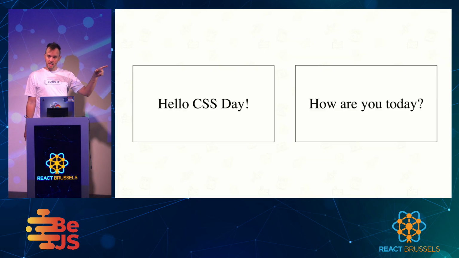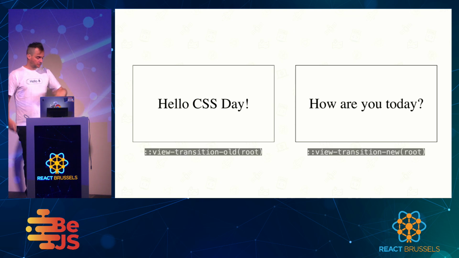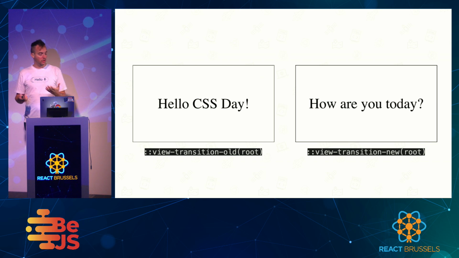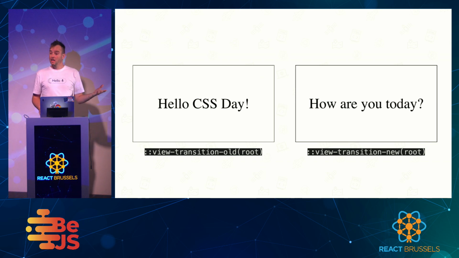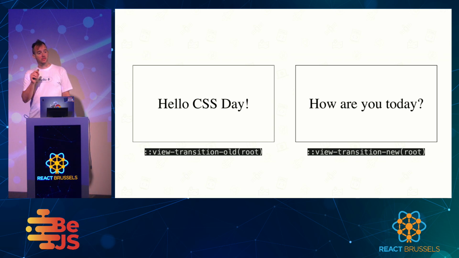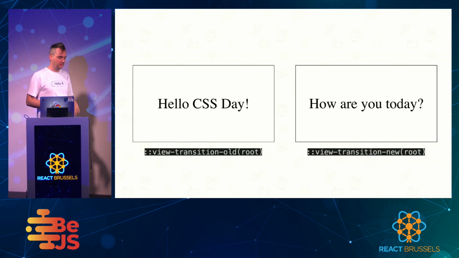So we have these two snapshots, the old one and the new one, and the browser renders these in pseudo-elements on top of your document. The old one is quite cleverly named ::view-transition-old, and the new one ::view-transition-new. And in there, in between the parentheses, goes the name that you have used. So the view-transition-name value, that one goes in there to target just that single one.